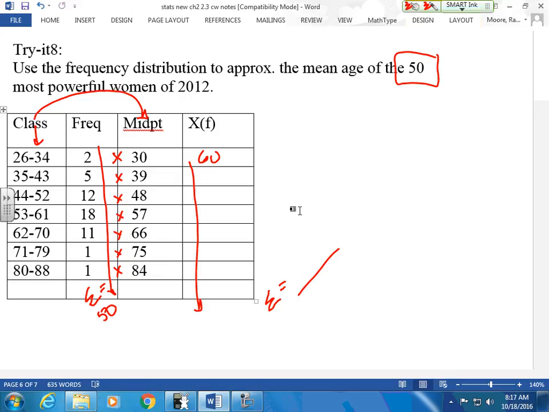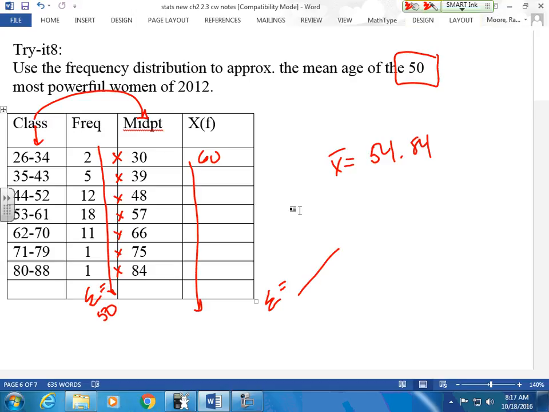Anybody come up with a midpoint? With an average? 43.44. And I come up with another one? 54 point what? 84? It might be a little off. Check yours. Okay, so you came out with the mean.